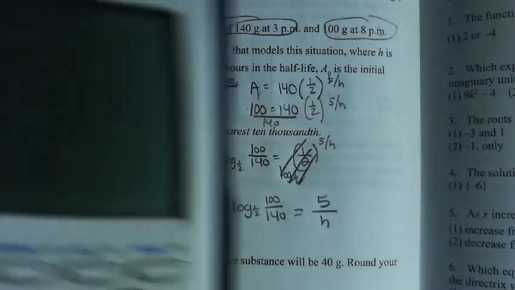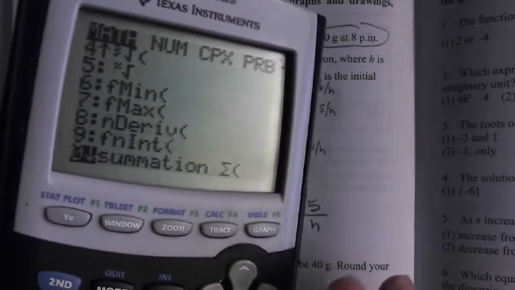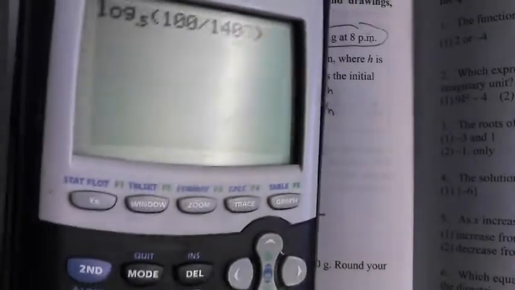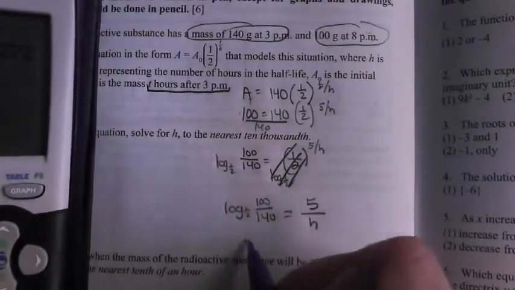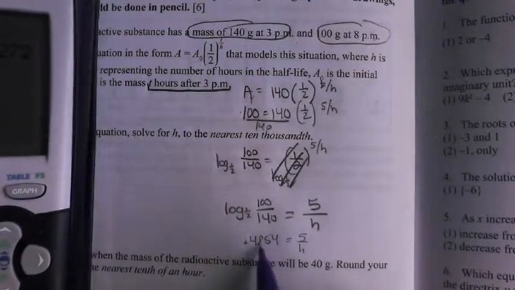This is log base a half. Log base 0.5 of 100 over 140. Get that number. I'm going to keep that on my calculator. It's 0.4854 equals 5 over h, and I'm just going to cross multiply.